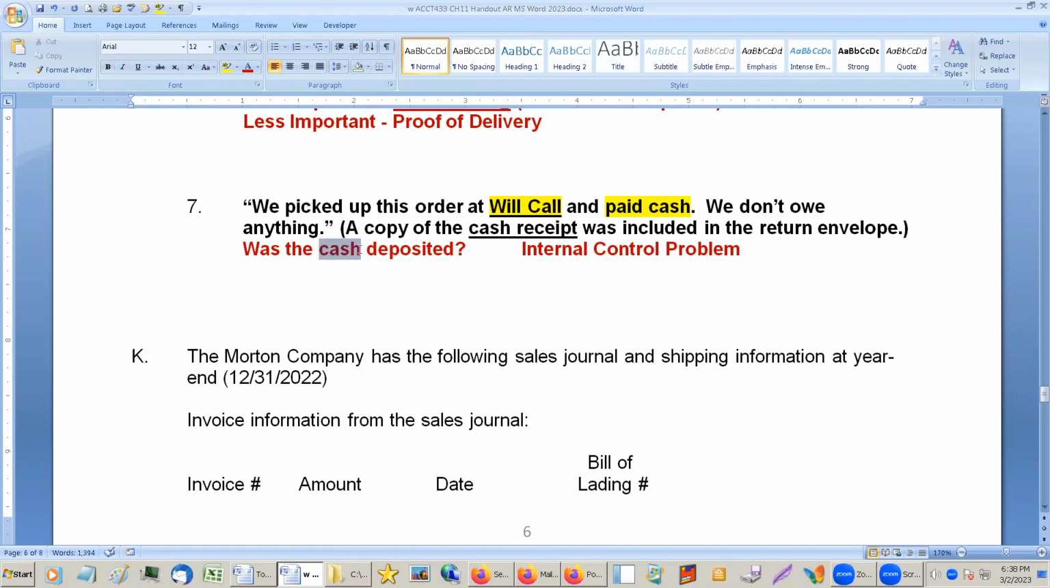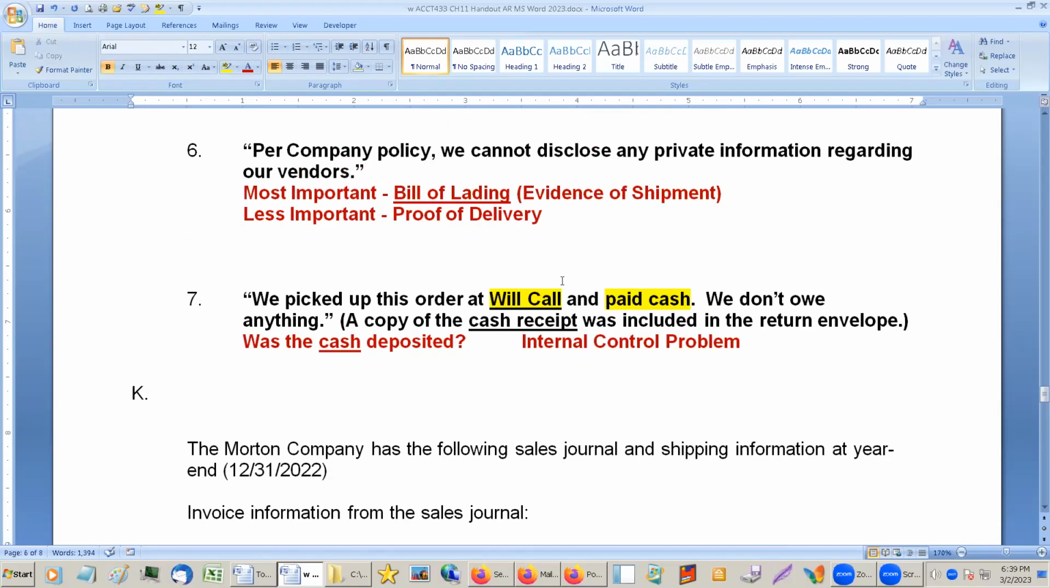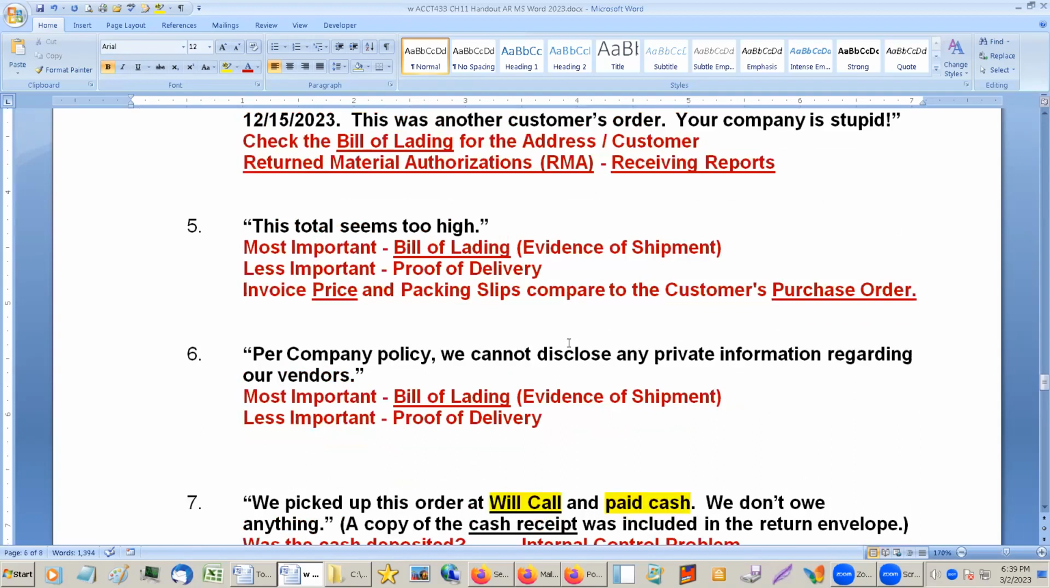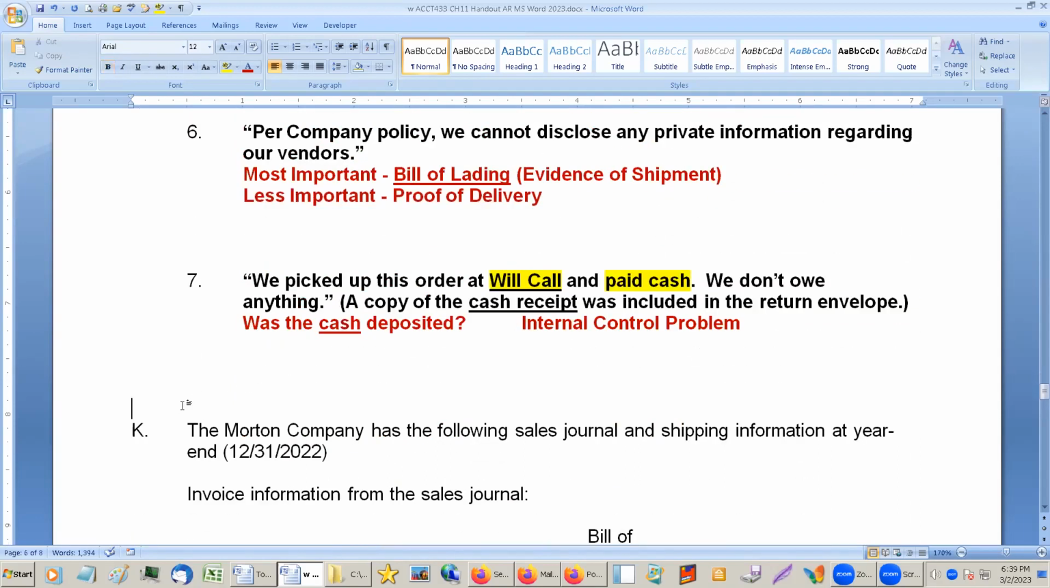So was the cash actually deposited? It could possibly be that it was a cash sale, and for whatever reason, maybe someone didn't know what they were doing, they mistakenly put it in as a sale on account or something. But it also could be that the cash was missing. This was an intentional thing, and there's actually an internal control problem. All right. Any questions on those? So again, you've got to clear this stuff up, and this is the kind of stuff that really is just frustrating sometimes when you're doing auditing.